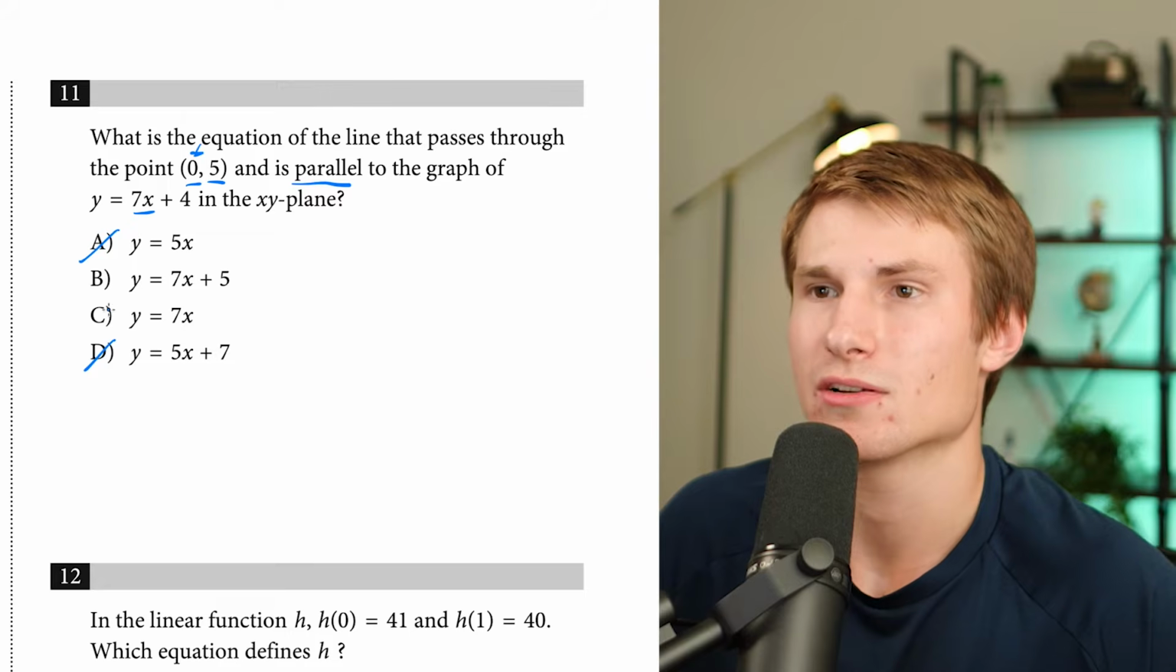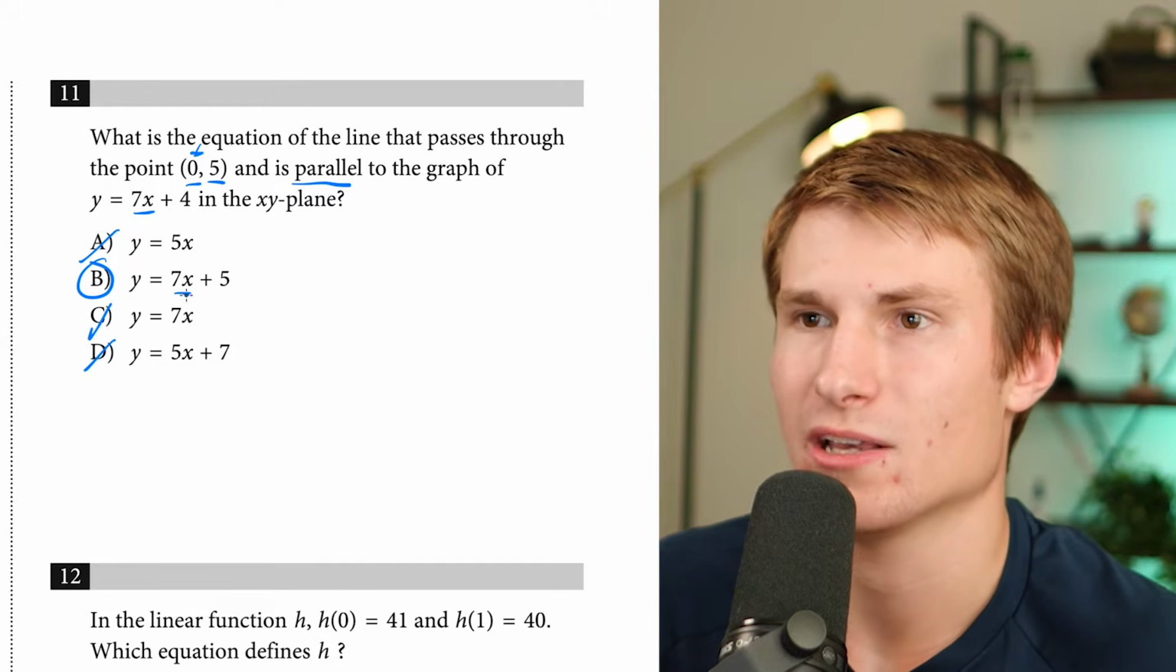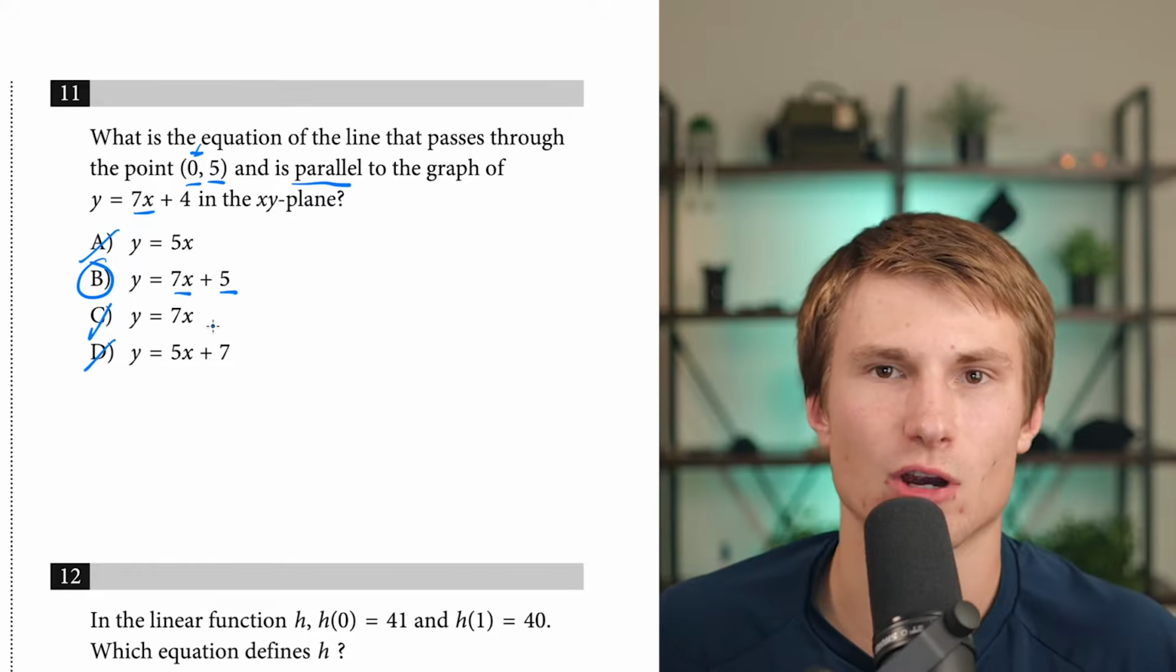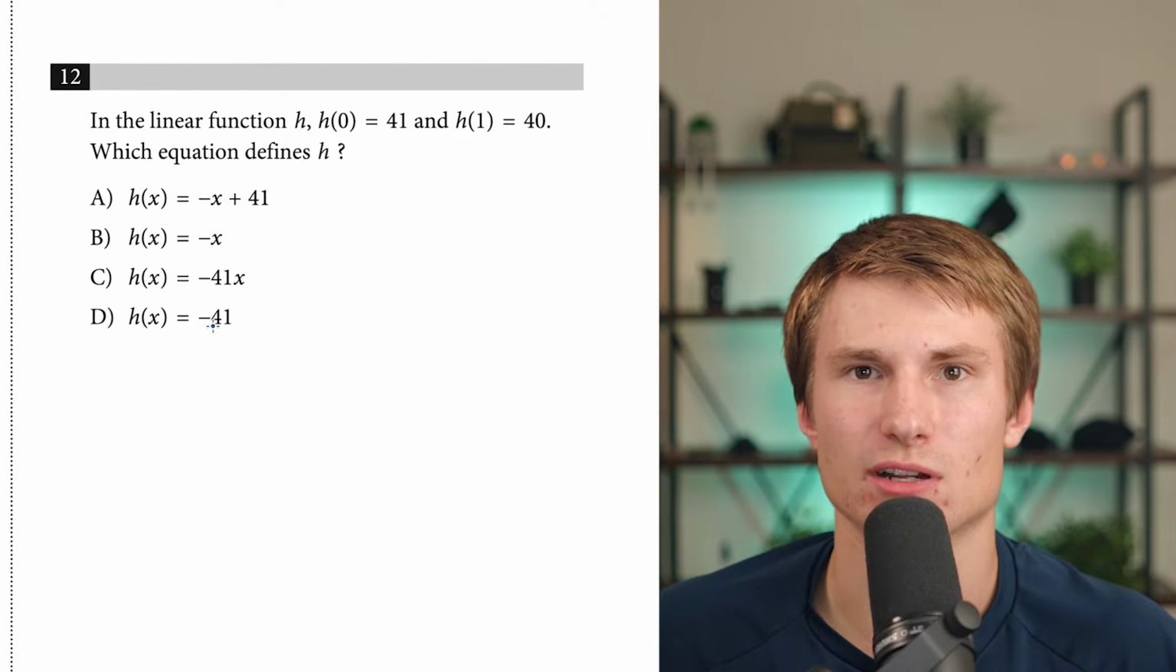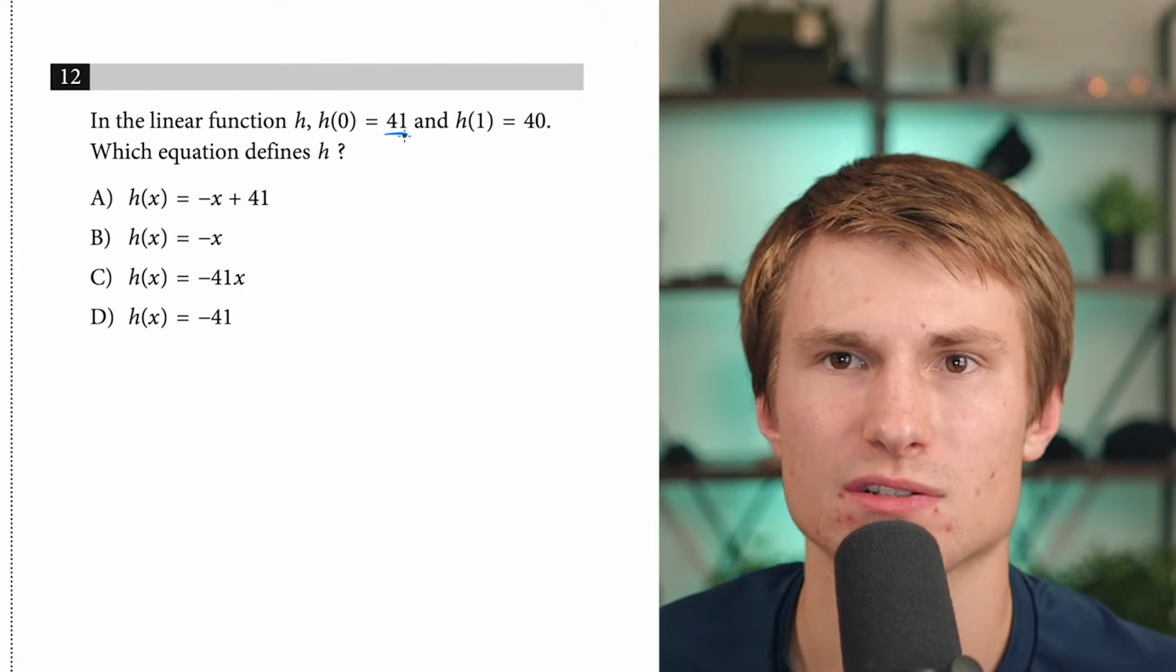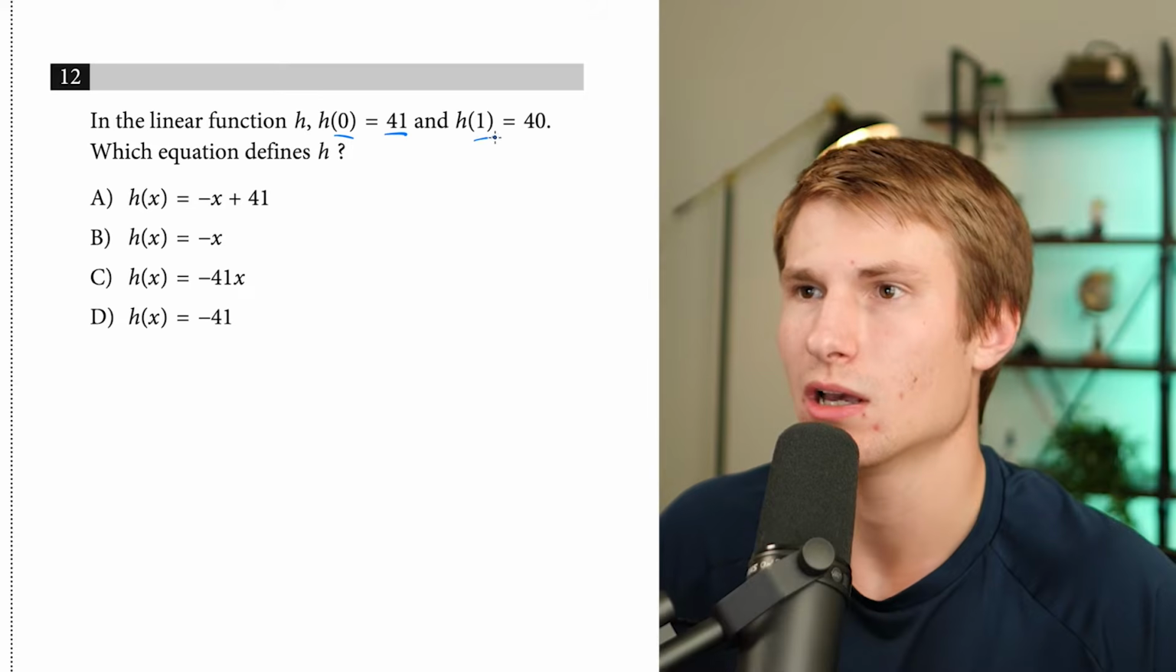Okay, so if our y-intercept is 5, that means our equation must be y equals 7x for our slope plus that 5 for our y-intercept. Moving on to question 12. In the linear function, h of 0 is 41. So that means our y-intercept is going to be 41, and h of 1 is 40.